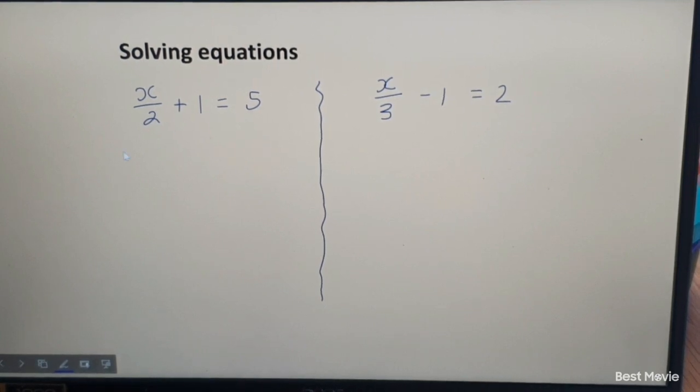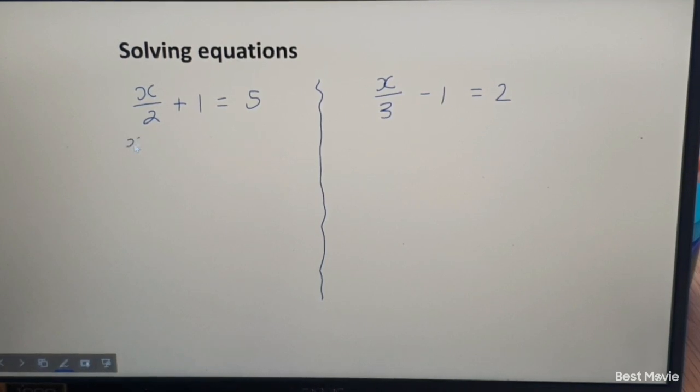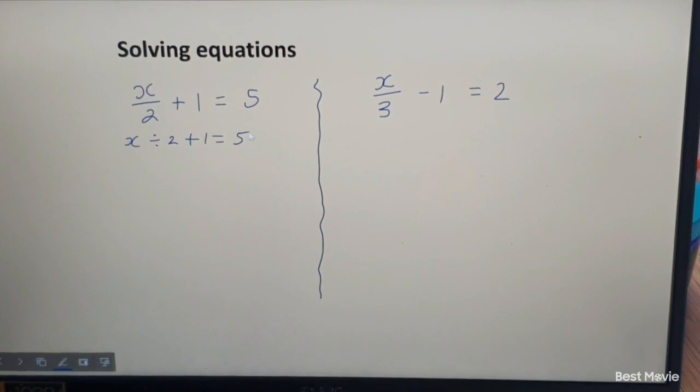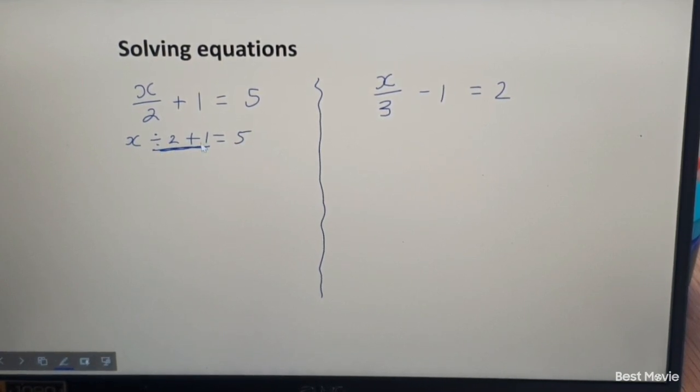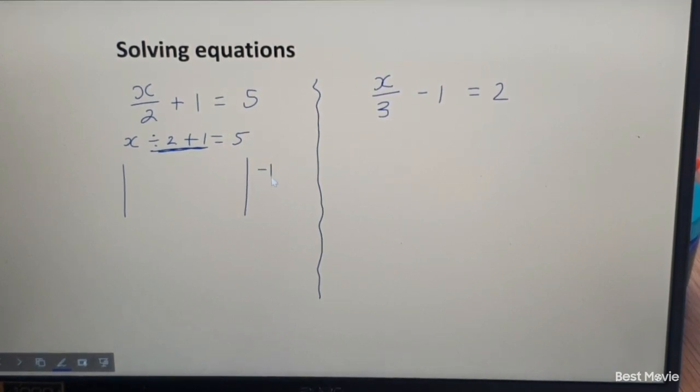Okay, so the next example involves fractions. So this first one on the left, x divided by 2 add 1 is equal to 5. Write down what it means. So x divided by 2 add 1 is equal to 5. So the two things that you did here was divide 2 and add 1. So in reverse order, you're going to find the inverse operation of those. So we'll start by doing the inverse of add 1, which is take away 1. The inverse of divide 2 is multiplying by 2. And you're doing that to both sides.